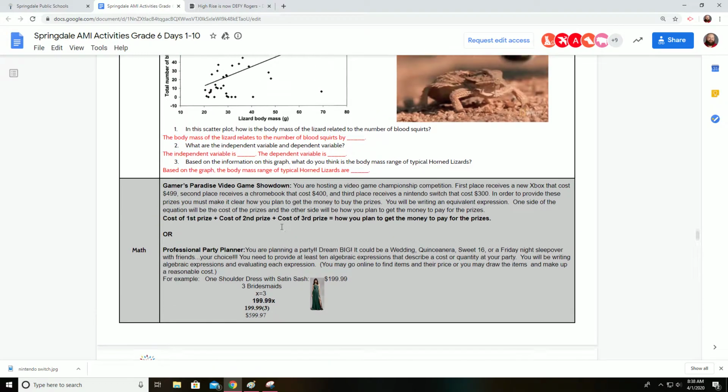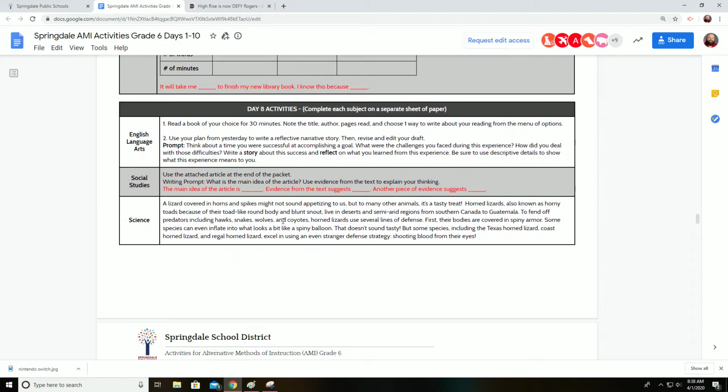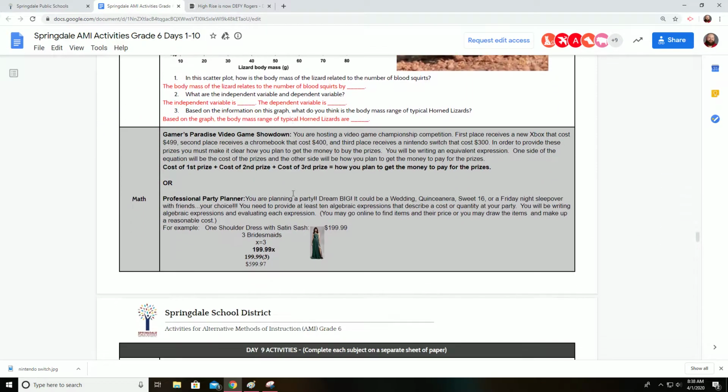Morning, champions. It's day 8, and you're doing your AMI packet. So, here is what you're going to be working on today. You have the choice of doing the top problem or the bottom problem. Notice it says or. It doesn't mean you have to do both. Just choose one.